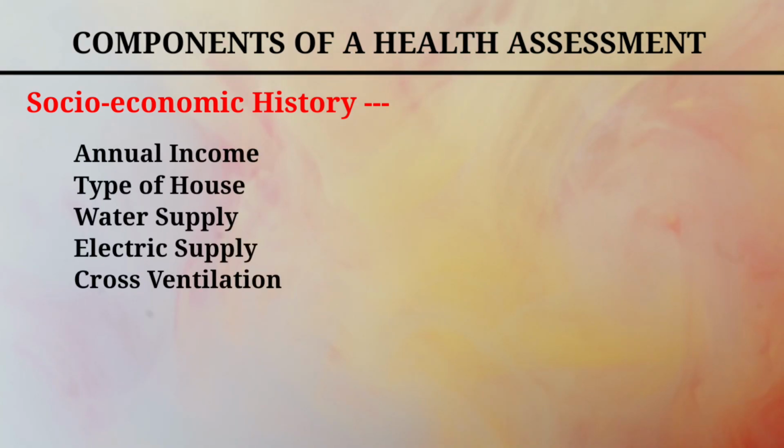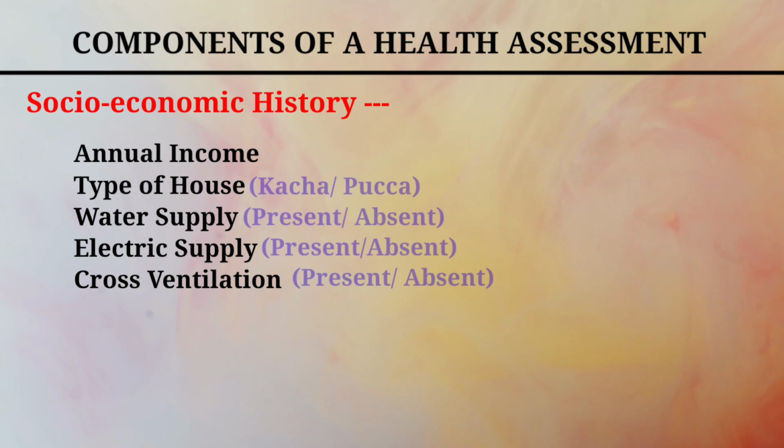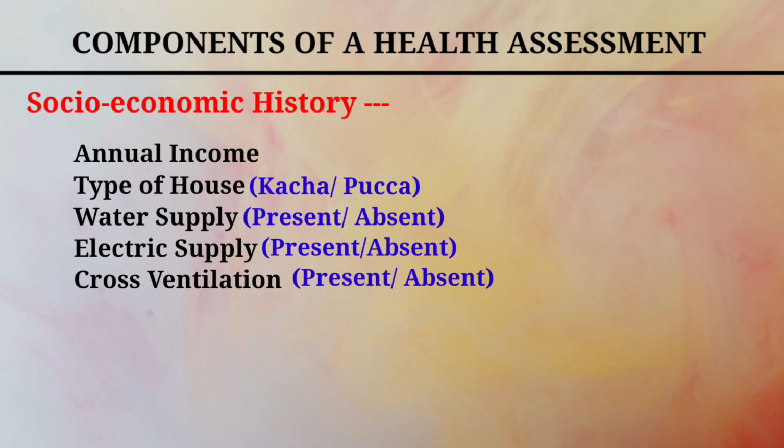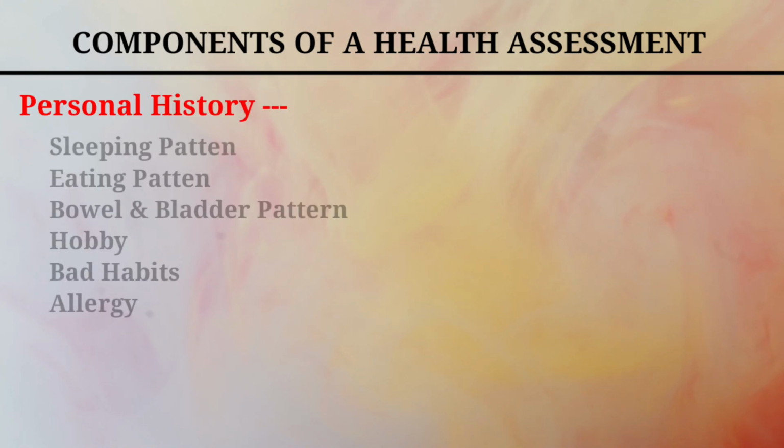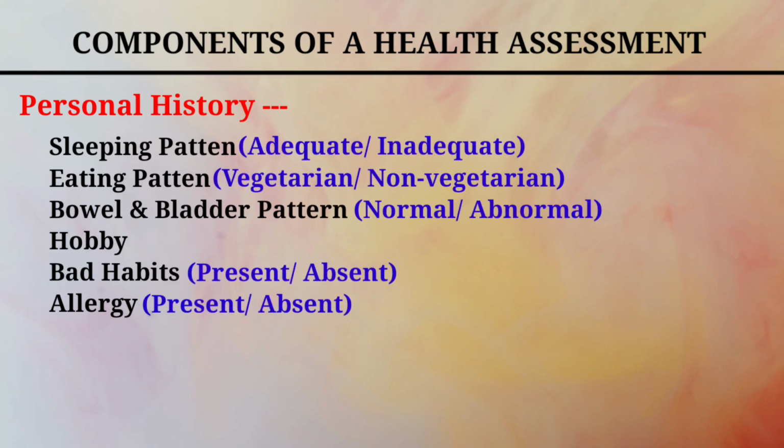Next, socio-economic history. In this, you have to collect data about annual income, type of house, kacha or pucca, water supply present or absent, electric supply present or absent, cross ventilation present or absent, etc. And last, personal history, which includes sleeping pattern, adequate or not, eating pattern, vegetarian or non-vegetarian, bowel and bladder pattern, normal or abnormal, hobby, bad habits like alcoholism, smoking, etc. present or not, any allergy present or not, etc. This is all about the history taking.